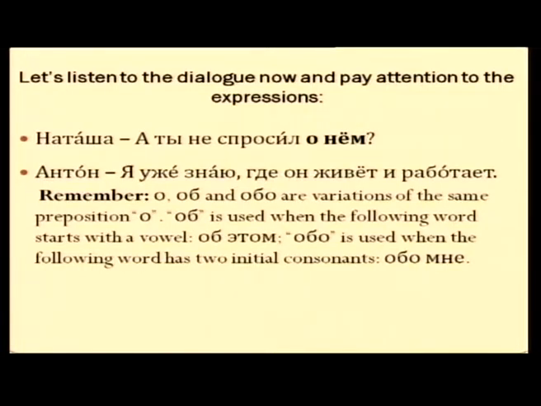Before we go to the next sessions, let us understand the dialogue. Наташа, а ты не спросил о нём? Антон, я уже знаю, где он живёт и работает. So, here the dialogue between Anton and Natasha is used to describe the usage of о ком and о чём, plus we have also talked about the usage of certain verbs which are widely used in the prepositional case, like жить, работать.